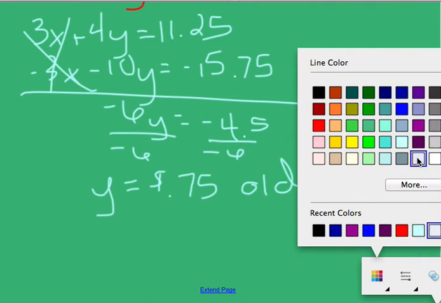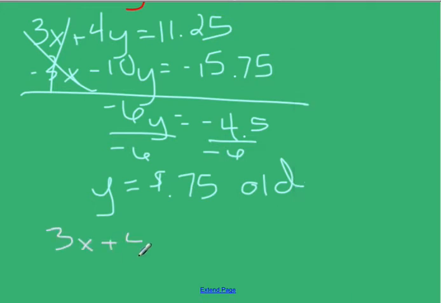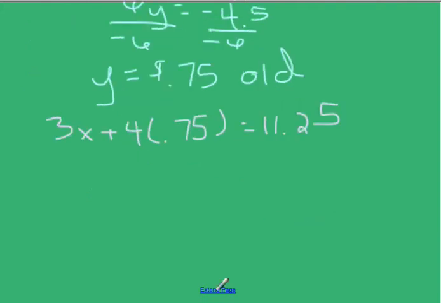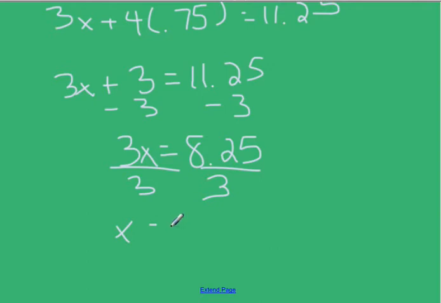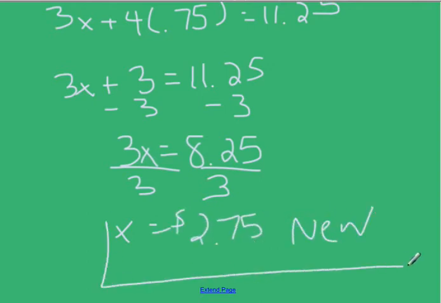So what I'm going to do is I'm going to use the original top equation, and instead of writing y, I'm actually going to put in 0.75. Okay, so then I get 3x is going to stay the same. 4 times 0.75 is 3, and that's equal to 11.25. So I'm going to subtract 3 from both sides, and I get that 3x is equal to 8.25. Divide both sides by 3, and you get that x is equal to 2.75. And again, I'm going to write new so that it indicates that that is for new comic books.